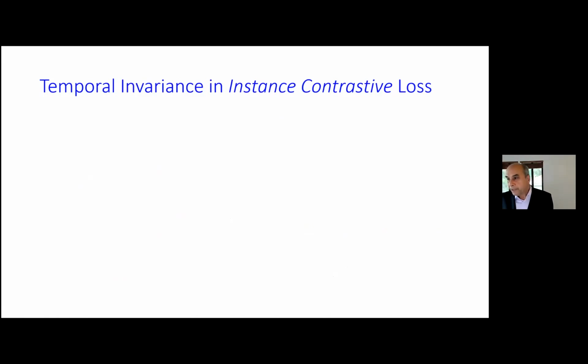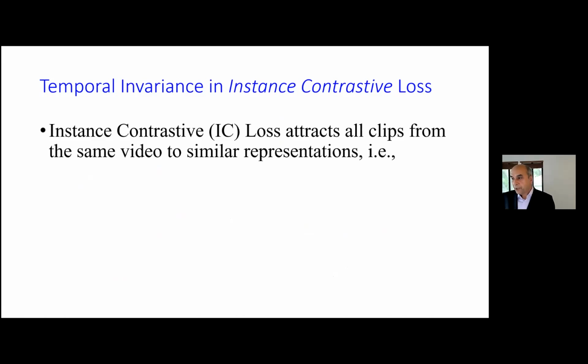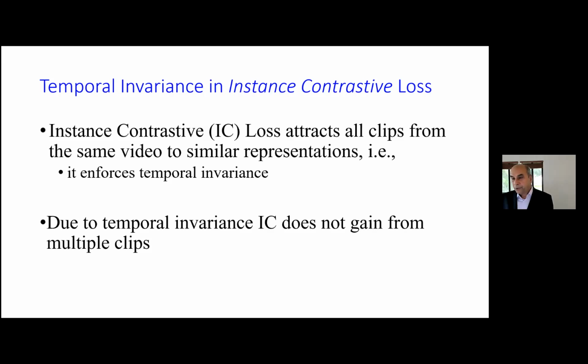Now our point is that the instance contrastive loss attracts all clips from the same video to a similar representation. So it enforces a temporal invariance, and due to this temporal invariance, the instance contrastive loss does not gain from multiple clips. In traditional video classification we use multiple clips because one video cannot fit in the GPU. So that's a problem. You can fit an image but not a video.